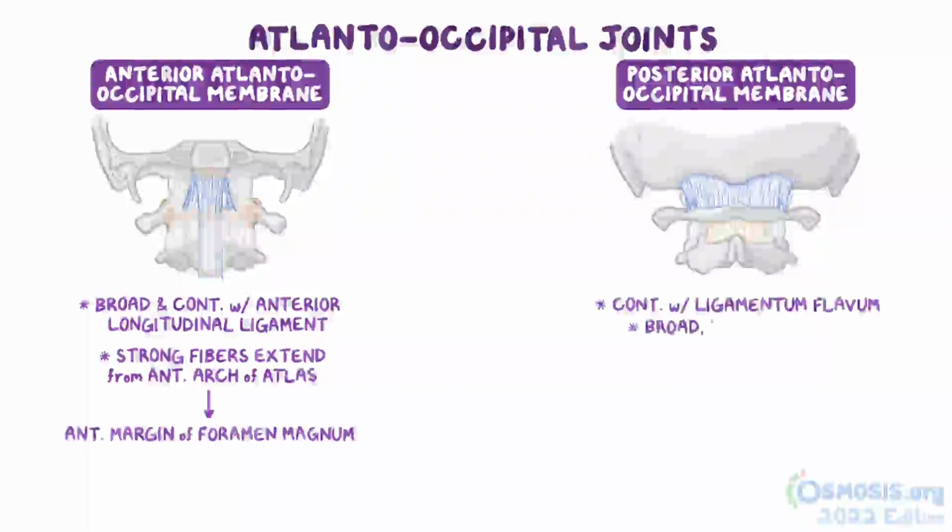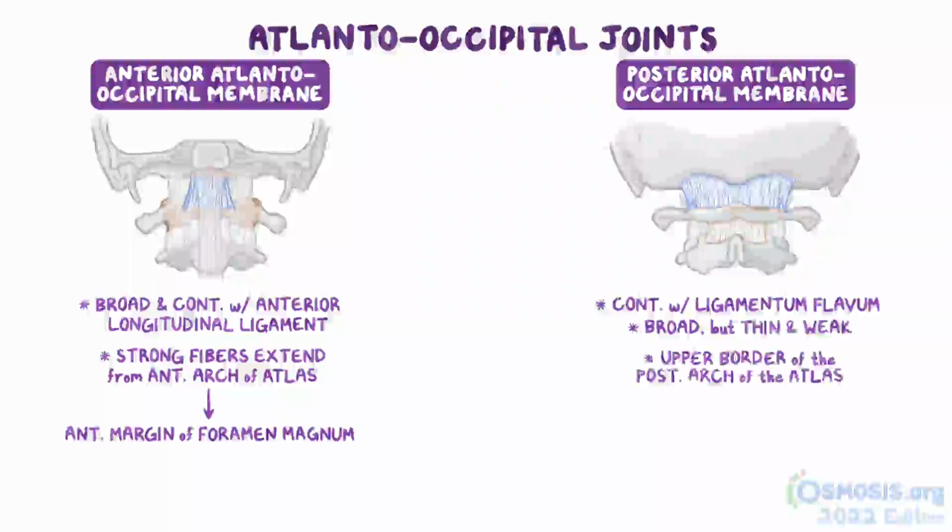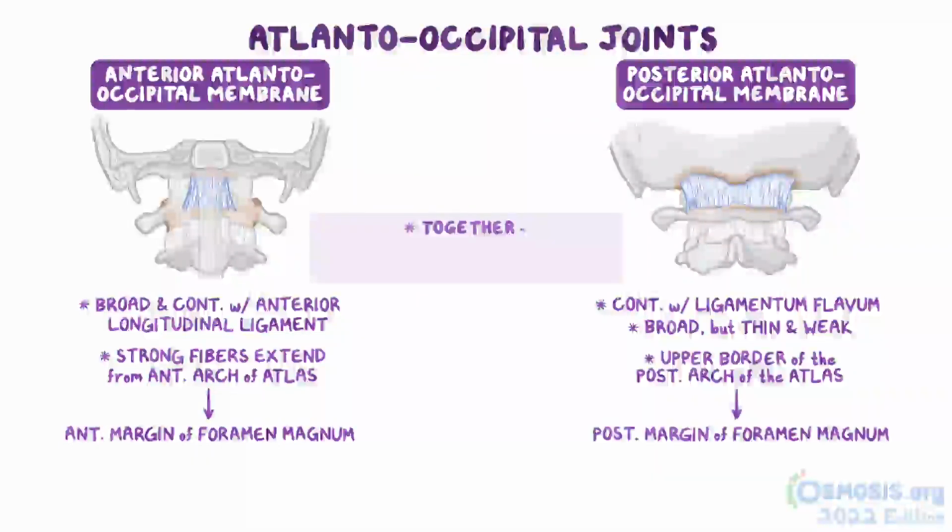It's also broad, but made up of relatively thin and weak fibers that extend from the upper border of the posterior arch of the atlas to the posterior margin of the foramen magnum. Together, the anterior and posterior atlanto-occipital membranes help prevent excessive movement of the atlanto-occipital joints.